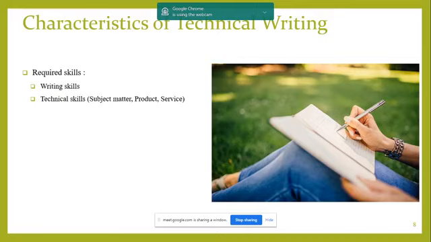Required skills for technical writing. What kind of skills do you need? It is nothing but writing skill, obviously. Writing skill is a must, right? So writing skill is the first one.